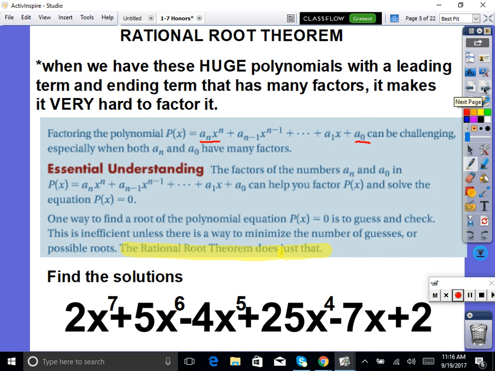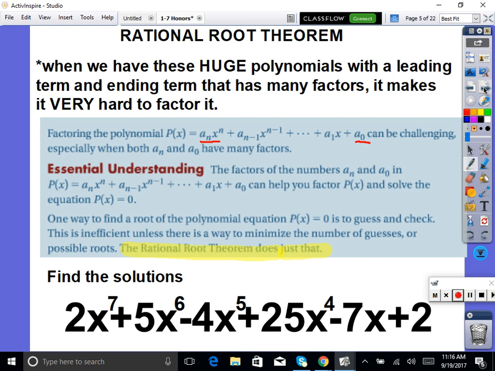So 1-7, the rational root theorem. So everybody, when we have these huge polynomials, like look down here. If I said to you, find the solutions, when we have this huge polynomial, that's going to be rough to solve. First of all, for one, we don't know how to factor that. For two, it looks pretty ugly, doesn't it? Isn't there 7 solutions? Okay, so interesting enough though, we can actually solve this by guess and check.